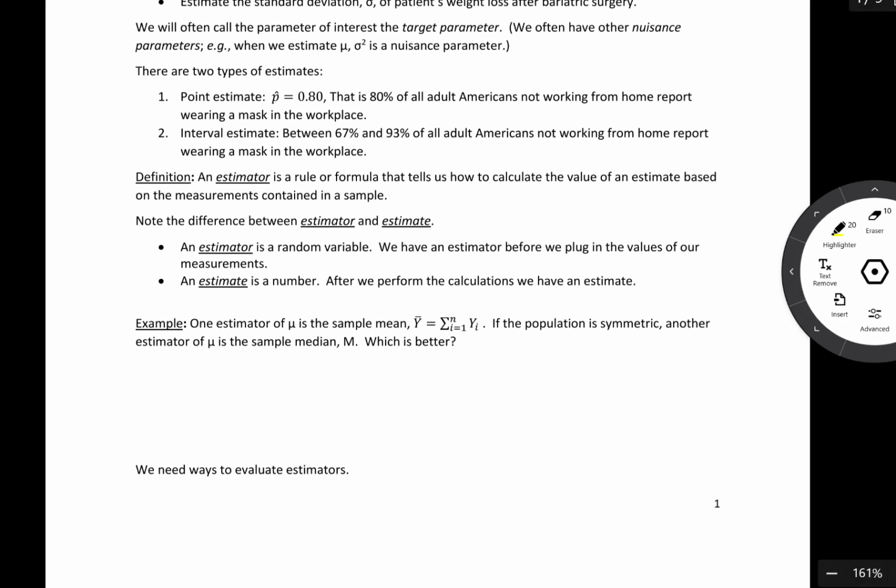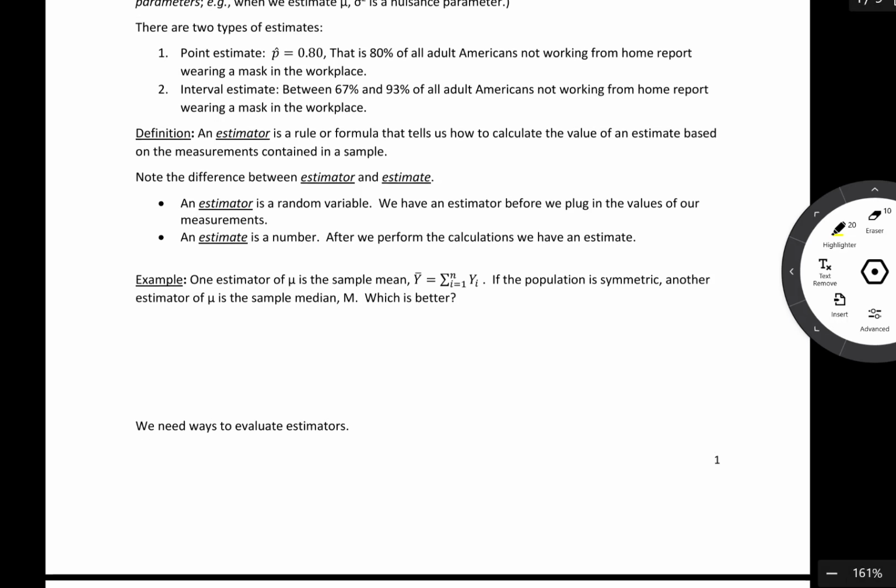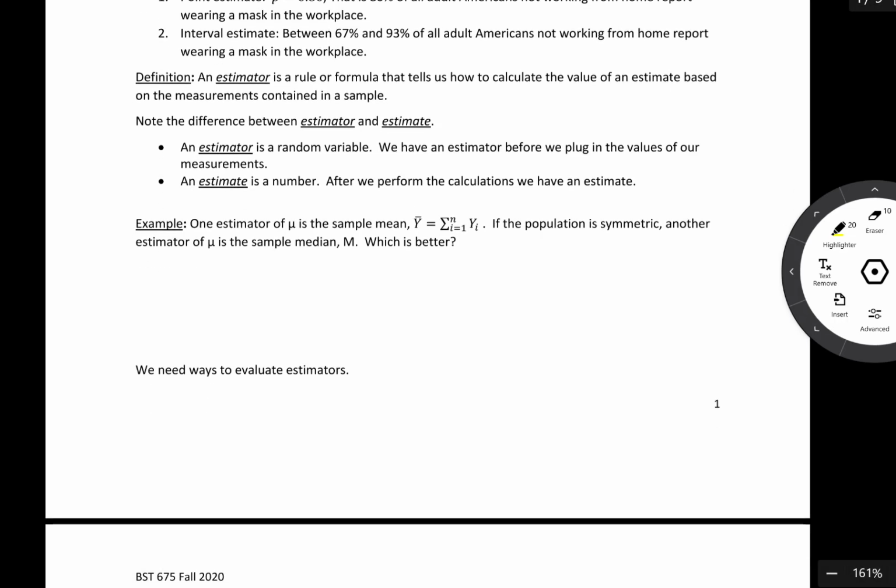We've got some definitions here. An estimator is a rule or a formula that tells us how to calculate the value of an estimate based on the measurements contained in a sample. There is a difference between an estimator and an estimate. An estimator is a random variable. We have an estimator before we plug in the values of our measurements, and the estimate is the number that we find after we perform calculations. For example, one estimator of mu is the sample mean.